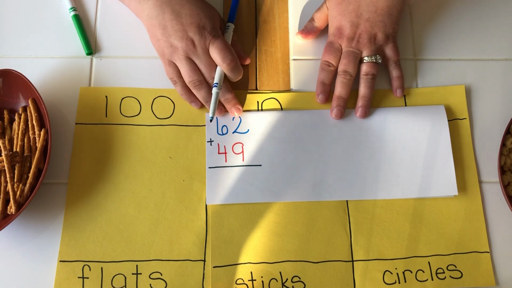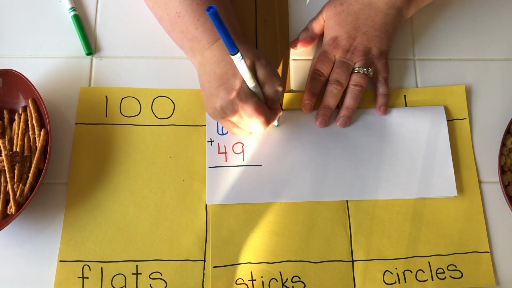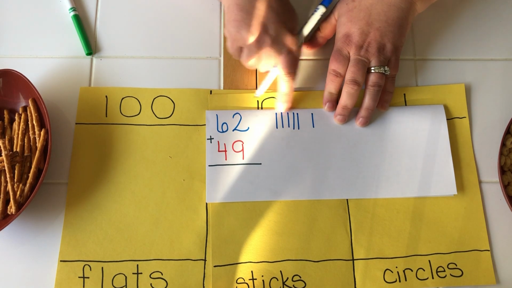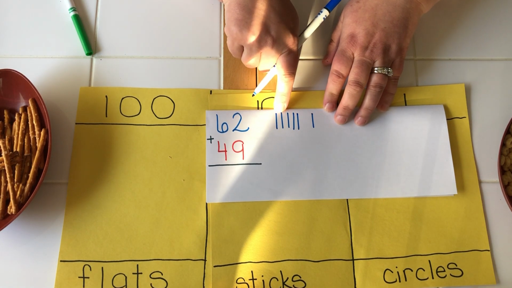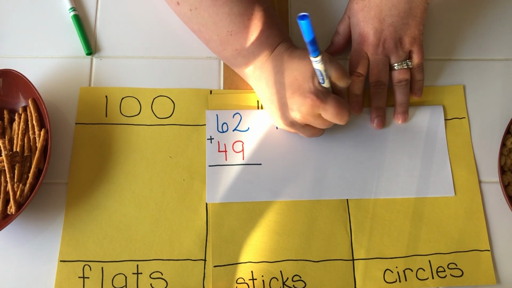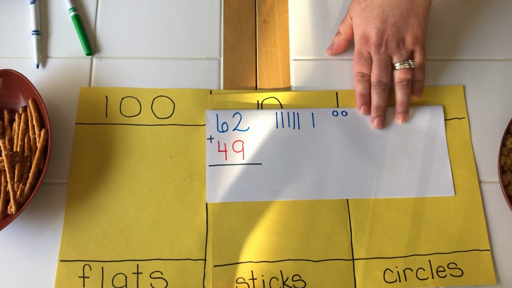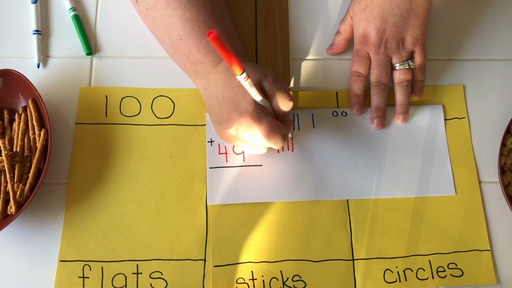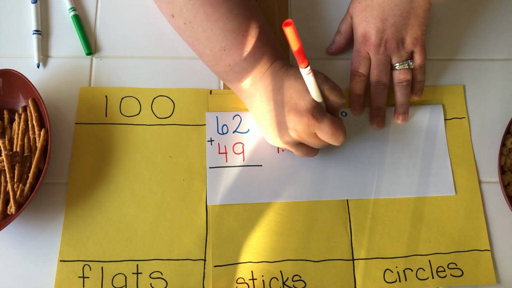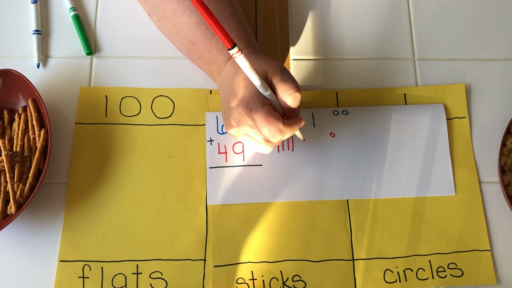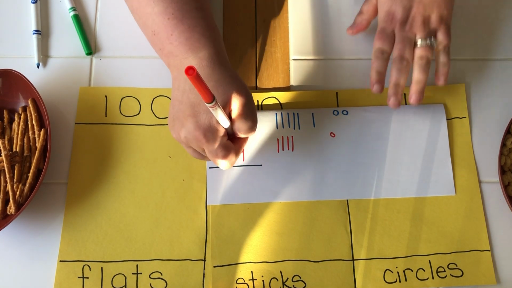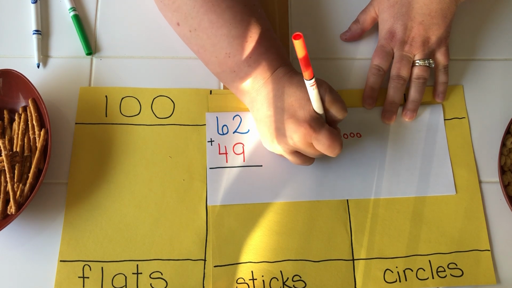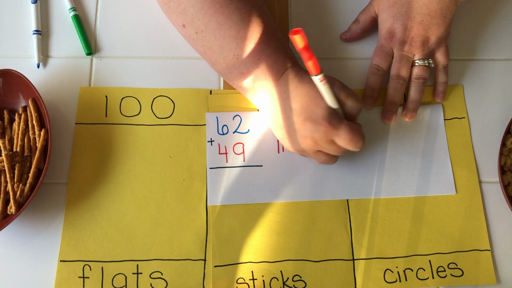This one is 62. So I'm doing 60, 10, 20, 30, 40, 50, 60. It's always a good idea to keep your 50s together. And 2. 1, 2. My next one is 49. 10, 20, 30, 40, 41, 42, 43, 44, 45, 46, 47, 48, 49.